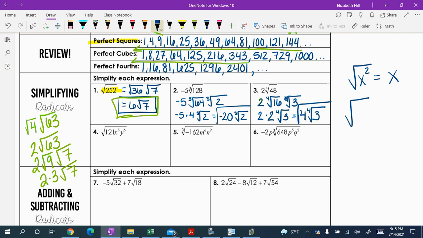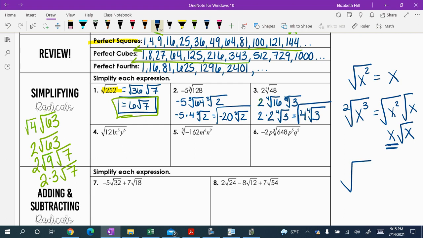If I have the square root of x to the third, that's the same thing as the square root of x squared times the square root of x. The square root of x squared is x, so you get x times the square root of x. What I like to do is think about how many groups of 2 there are. How many times does 2 go into 3? Only 1 time, so I can take out 1 x, and I'd have 1 left over.